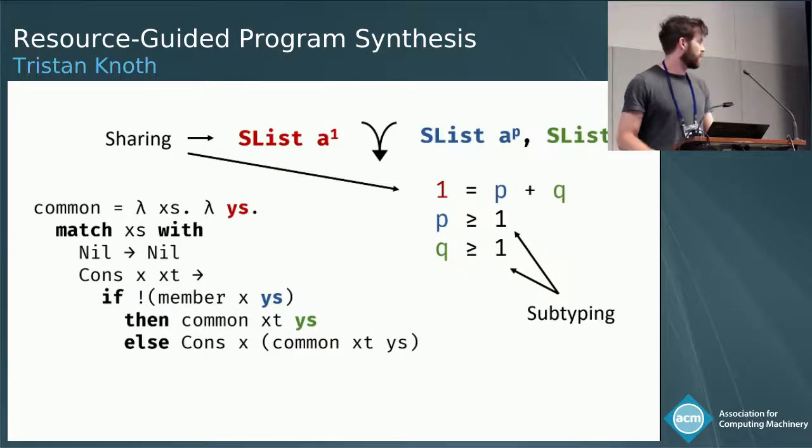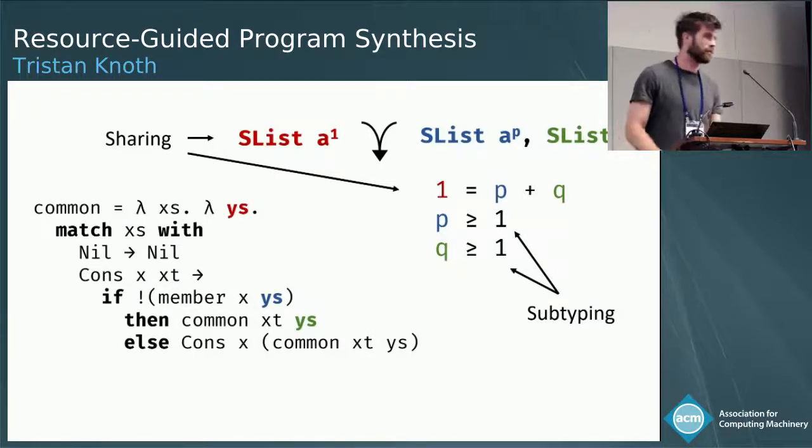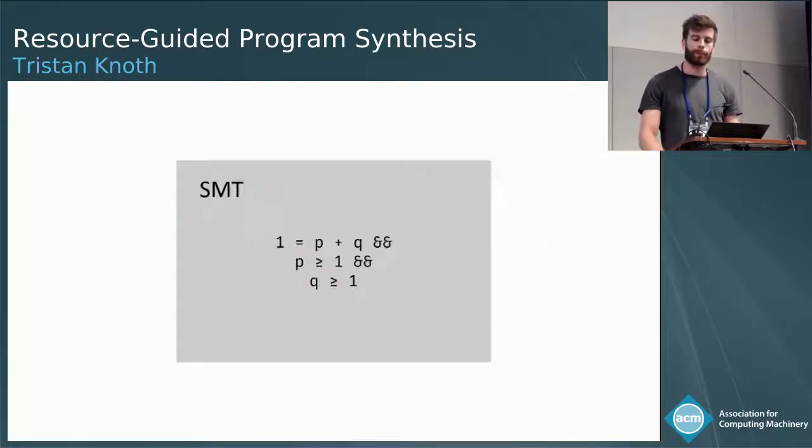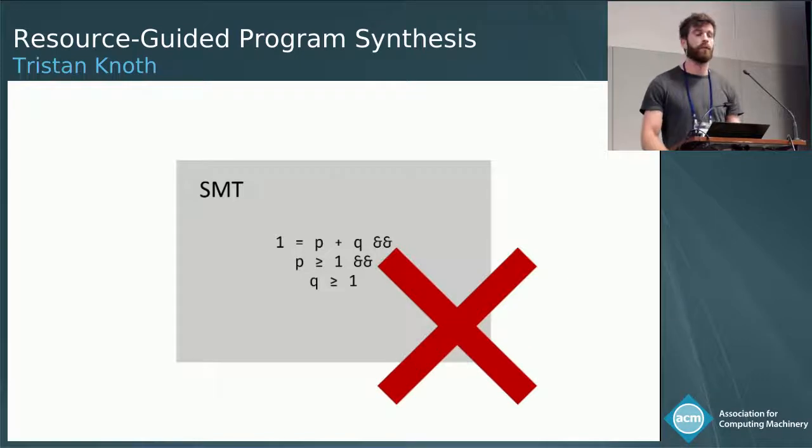So now if we look at the entire system of constraints, including those subtyping constraints that we generated earlier, you'll see that this is not satisfiable. We can't partition one unit of resources into two values that need to both be at least 1. So to automate this, we'll send the constraints to an SMT solver, which of course confirms that it's unsatisfiable.